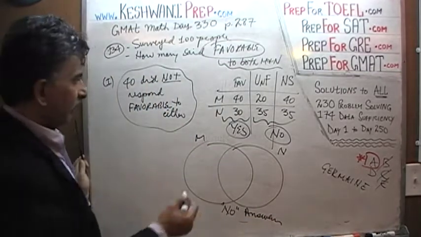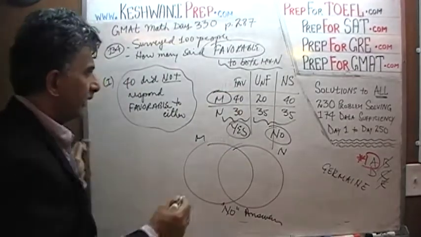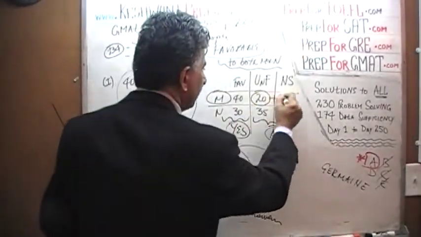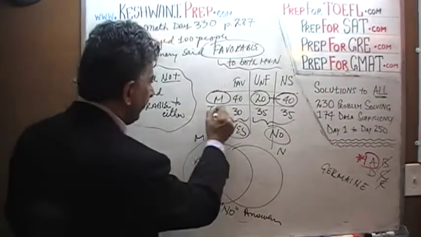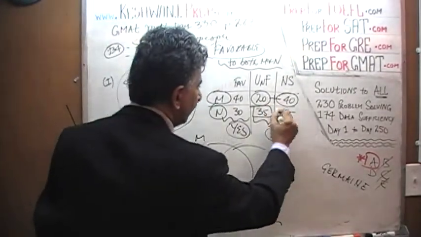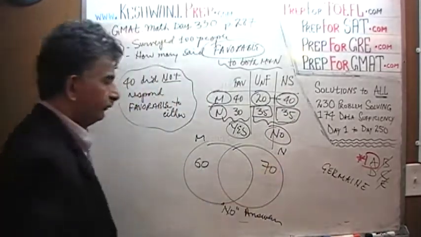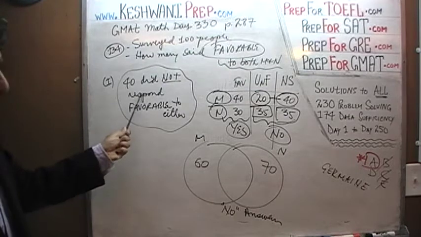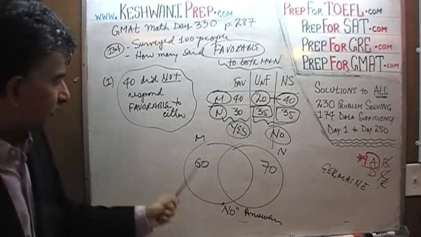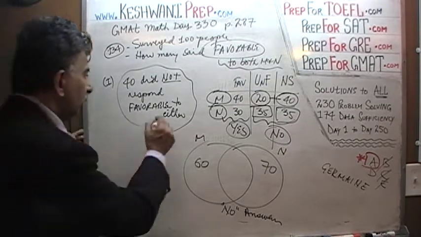What? No answers. Let's find out. For M, okay, watch what happens. For M, we have 40 plus 20. That's 60. For N, we have 35 plus 35. That's 70. We are told that 40 did not respond favorable. If they did not respond favorable, they said no. 40 did not respond favorable to either.